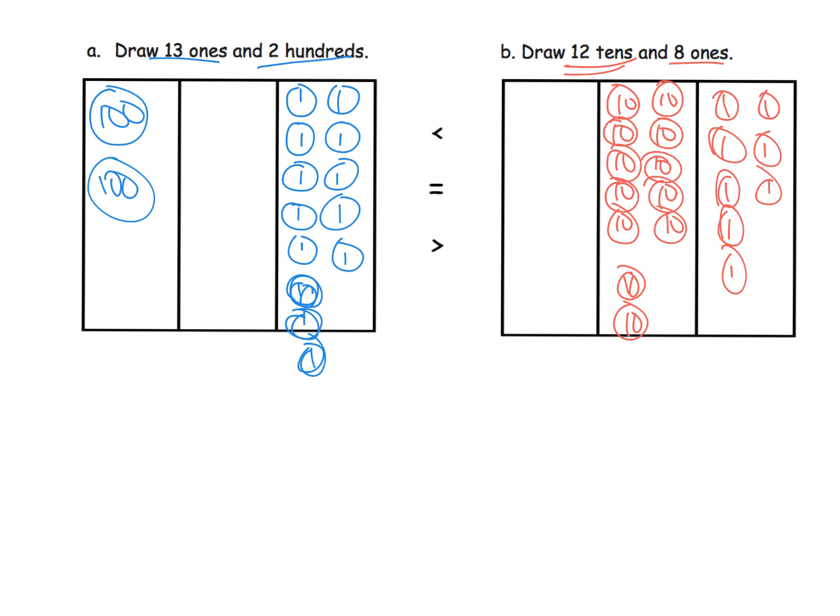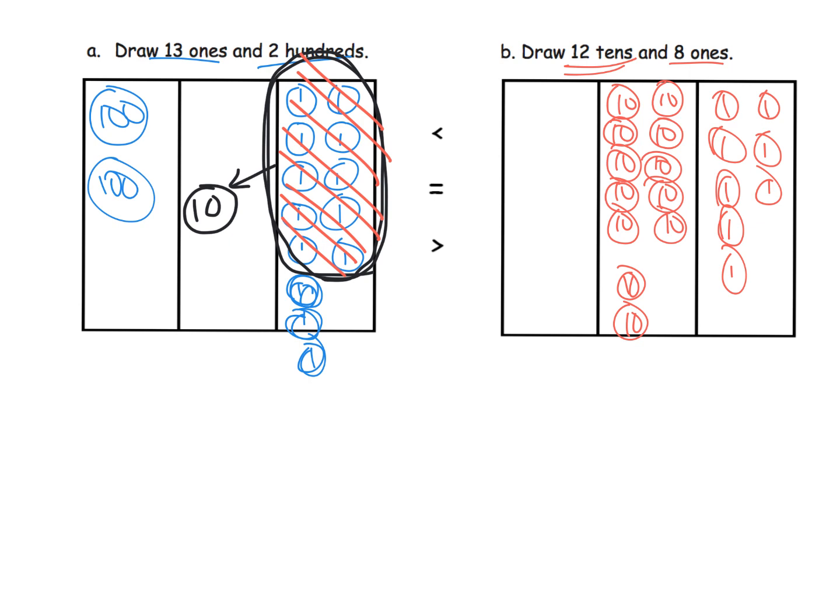Okay, so now both of these numbers need to be simplified because we know that whenever you have 10 of one number, 10 discs, you can always exchange it for one disc in the next column over. In this case, 10 ones can be exchanged for 1 ten. So these have been exchanged for 1 ten. Similarly, we have 10 tens, and those 10 tens can be exchanged for 100.